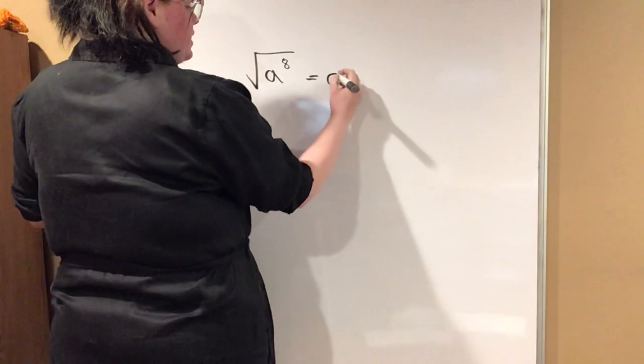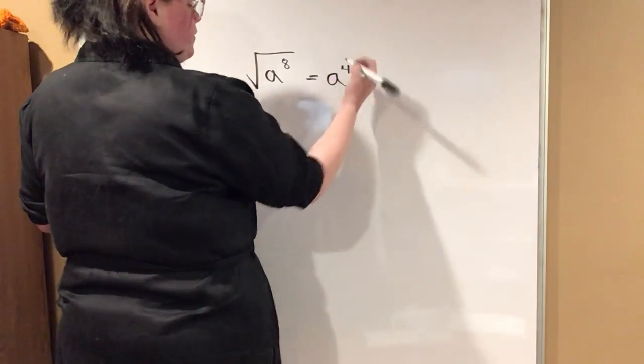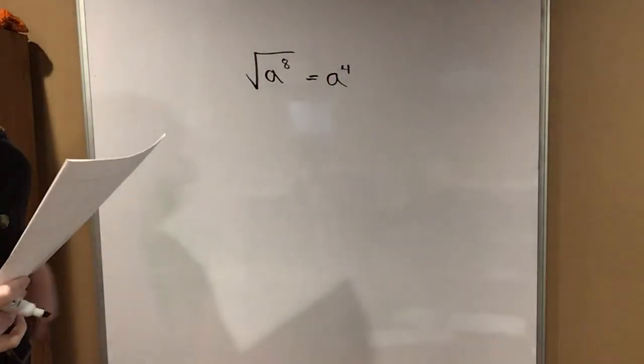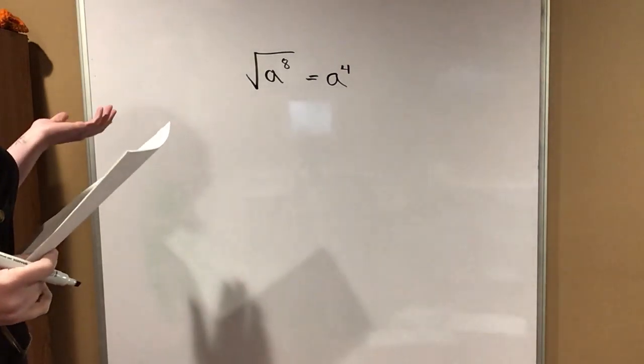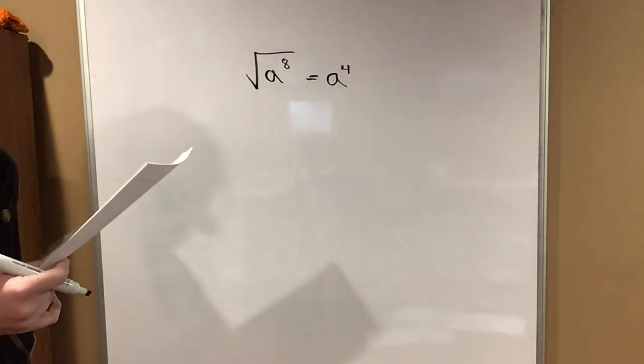Cut this in half. The base stays the same. And it goes down to 4. This is our basics of this.